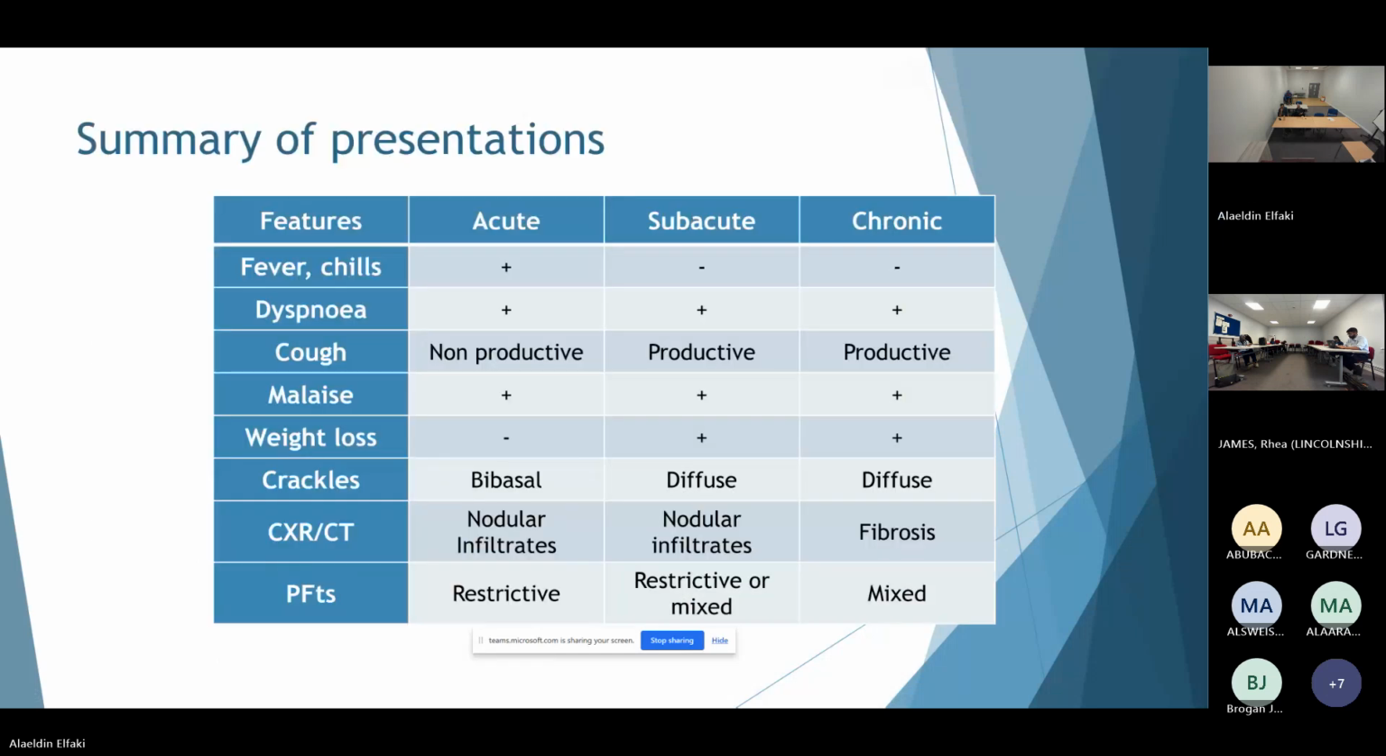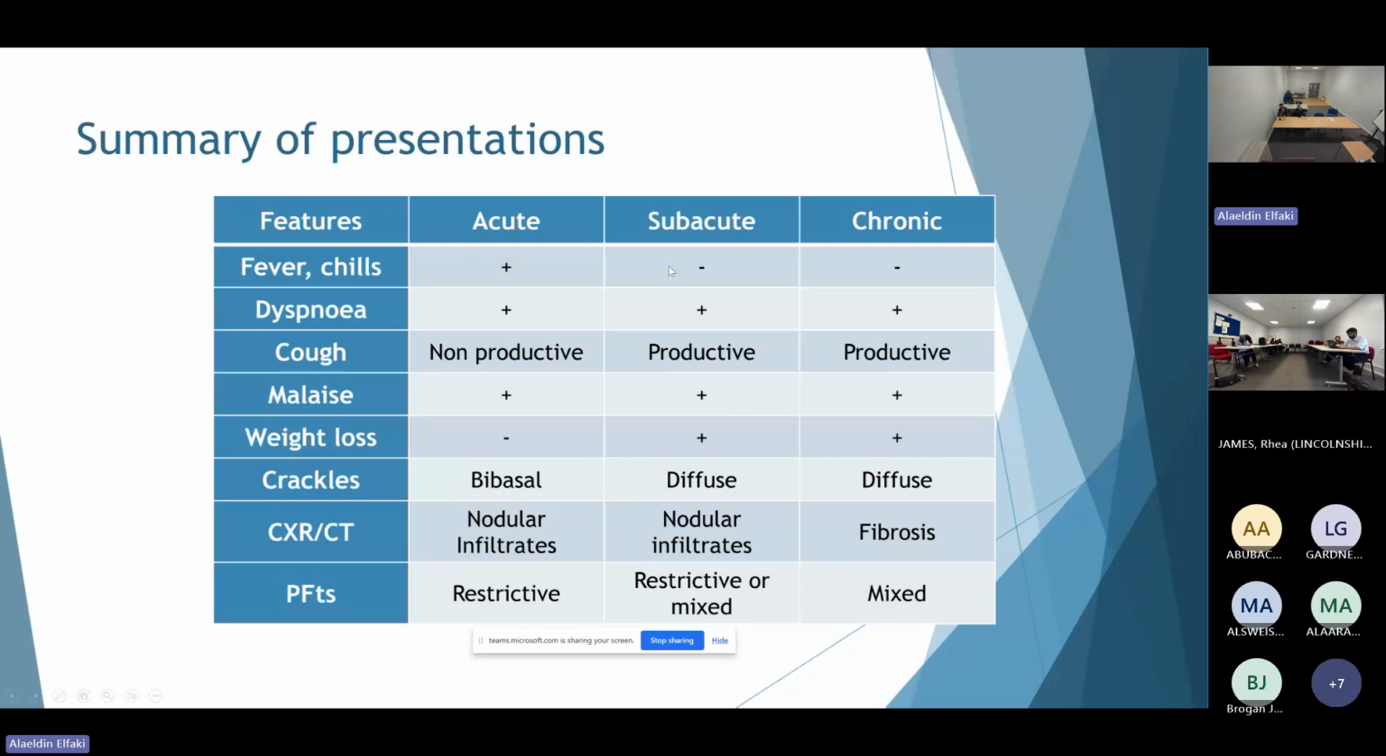So this is a table for comparison between acute, subacute, and chronic presentations and features. Prodromal symptoms are common in the acute form. All of them can present with dyspnea, and the cough is non-productive, sometimes productive in acute and subacute. Malaise is common for all types. Weight loss is usually a feature of chronicity rather than acute. Crackles are a feature of all forms of hypersensitivity pneumonitis.